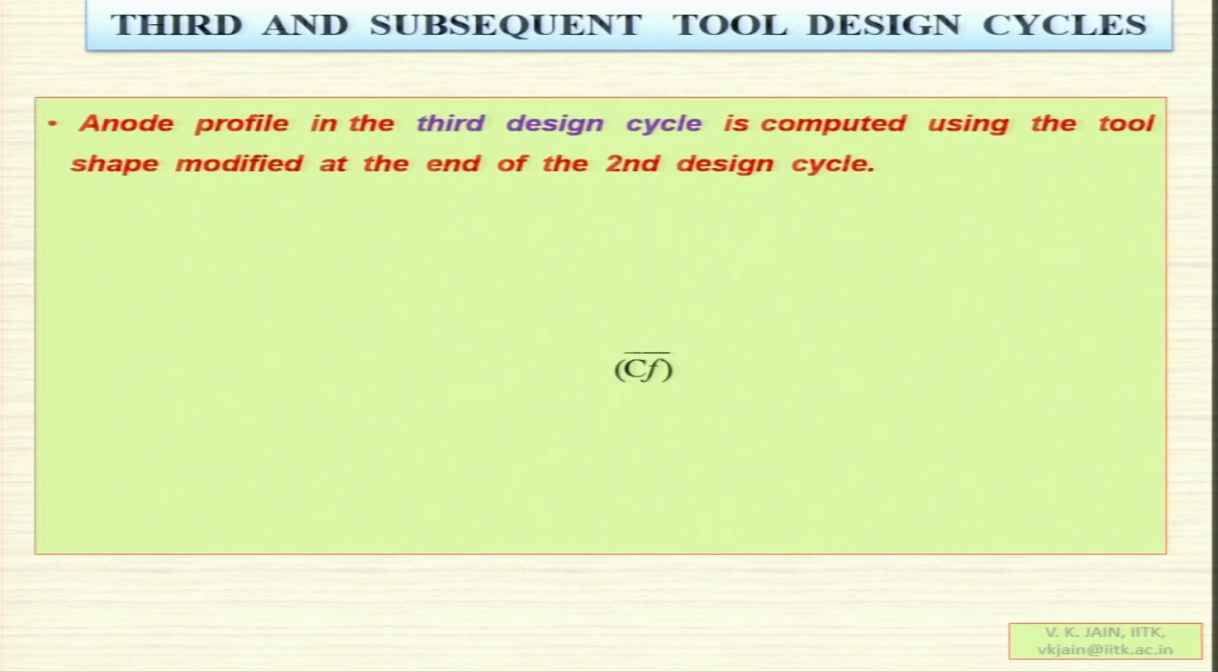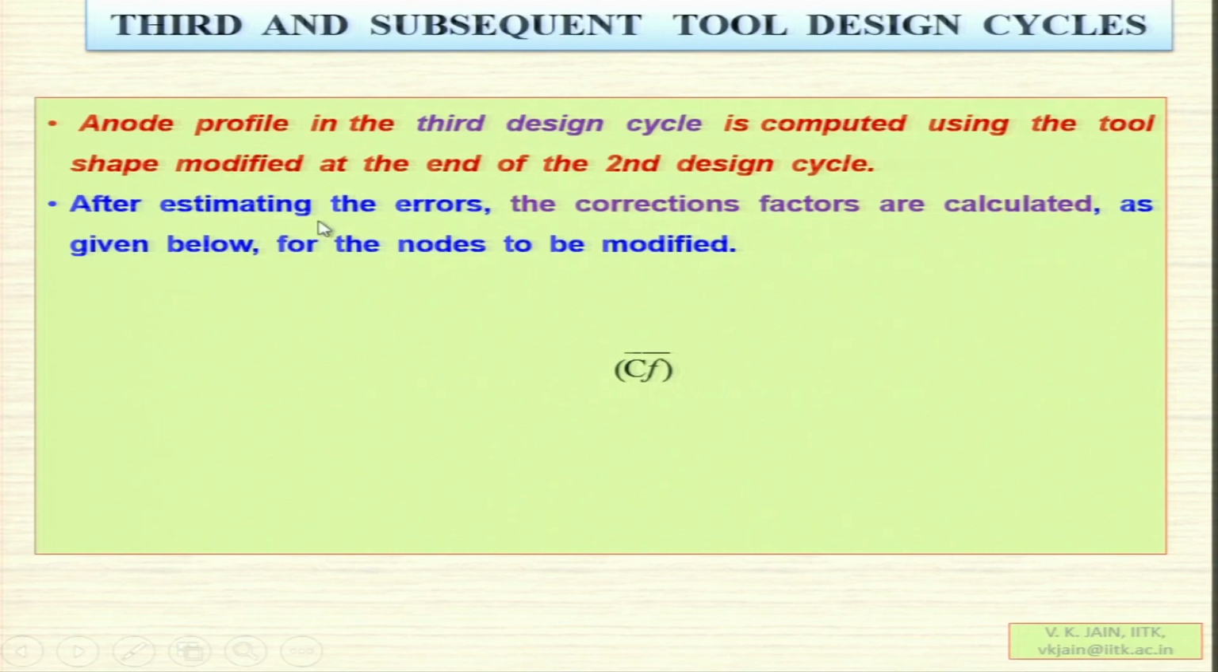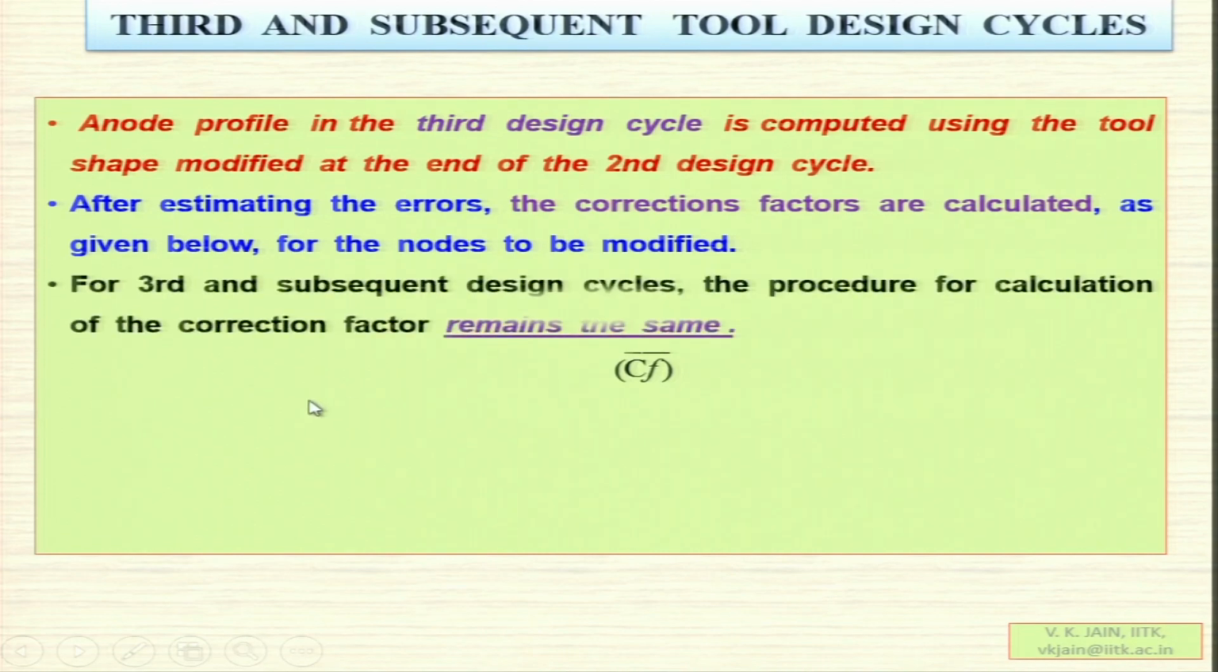Third and subsequent tool design cycles: the anode profile in the third design cycle is computed using the tool shape modified at the end of the second design cycle. After calculating the errors, the correction factors are calculated as given below for the nodes to be modified. For third and subsequent design cycles, the procedure for calculation of the correction factor remains the same.